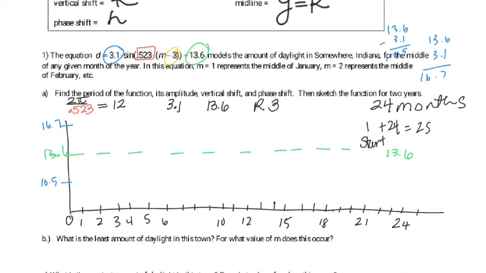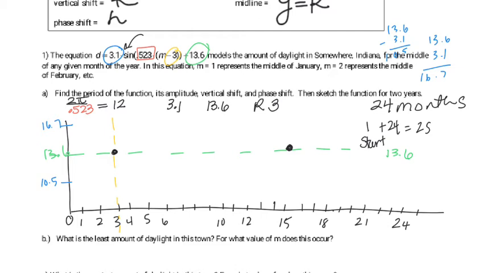Let's see. What else do I need to know? Oh, and then I'm going to do my phase shift. I'm going to start over here at 3. And so when I start plotting, I also need to remember it's a sine graph. So sine starts in the middle and then moves up. So at 3, I'm going to be in the middle. And since the period is 12 months, I would also end 12 months later in the middle. So that's at 15, right? 3 plus 12 is 15.